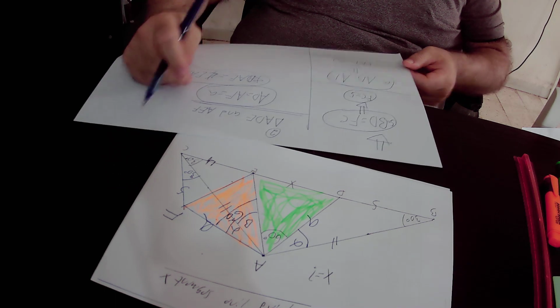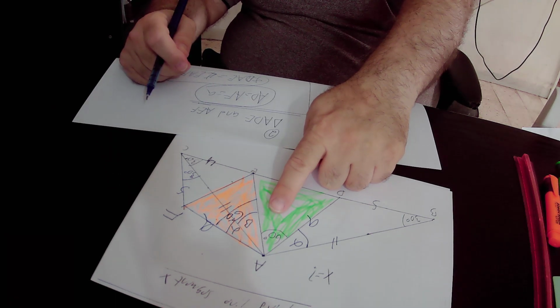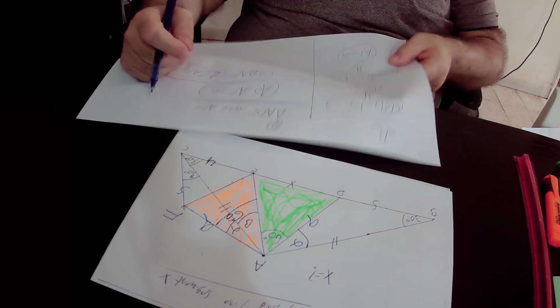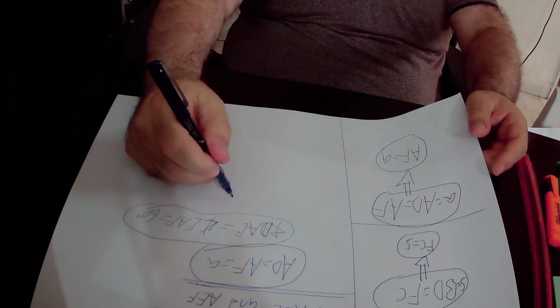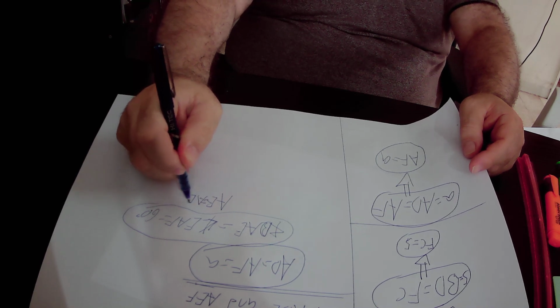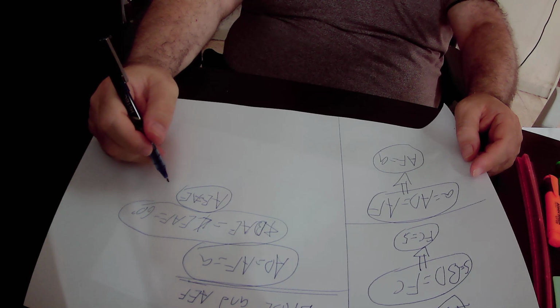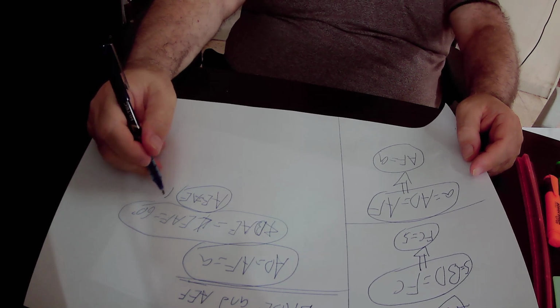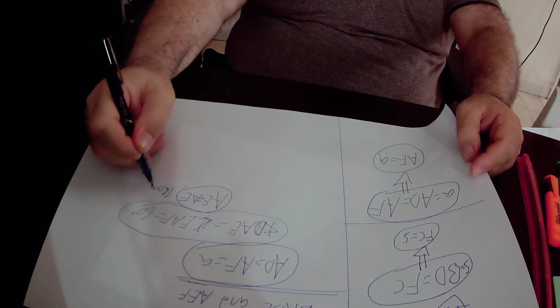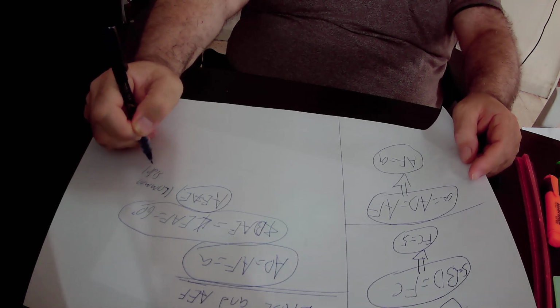And finally, side AE is a common side that belongs to both triangles, so side AE equals itself. It's a common side. So here, side AE equals side AE. It's a common side that belongs to both triangles.